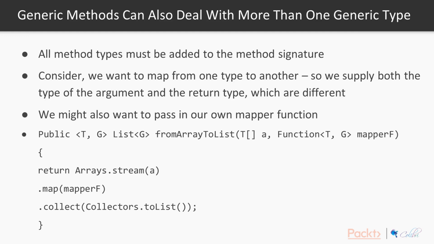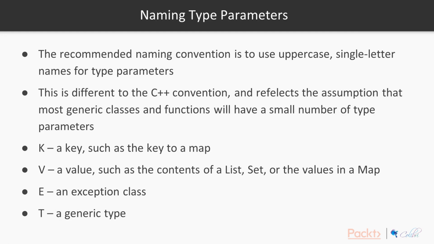So we're passing in an array of type T, and we want to go from an array of type T to a list of type G, and we're actually also passing in our own function mapper. So that function mapper will get executed for each entry in our array. So the code for this is quite simple. We're taking a stream from the array, so that's, remember, an array of type T, and then for each entry in that array we're calling the mapper function and then collecting it and returning a list which will be of type G.